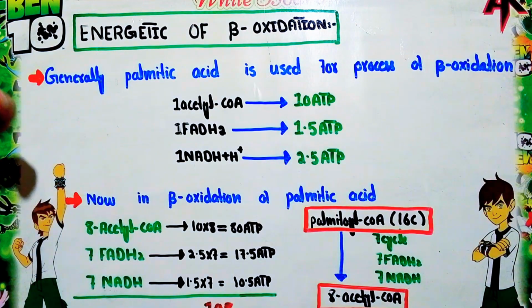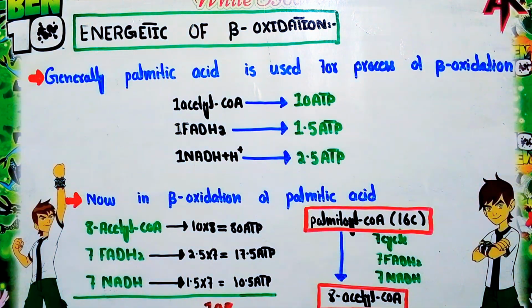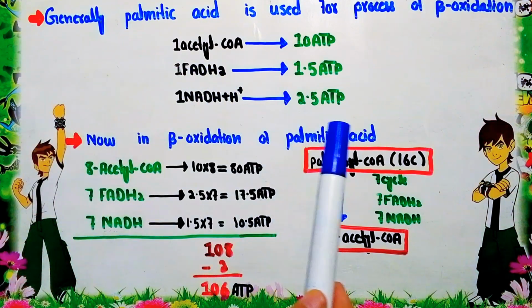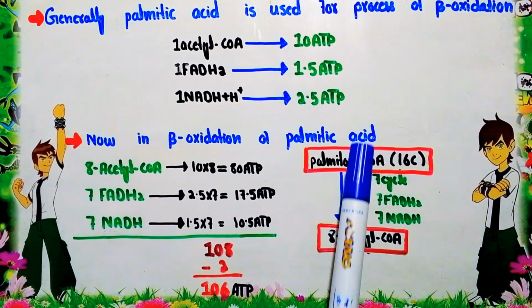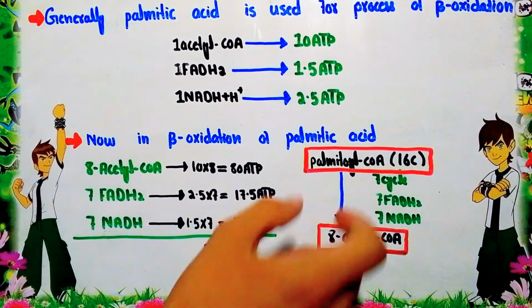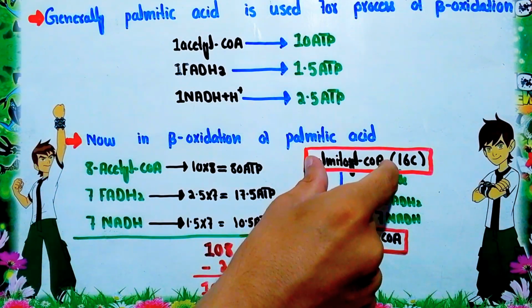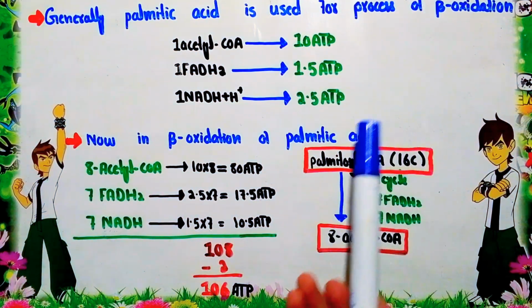Here the beta oxidation of fatty acid is described for palmitic acid. If we look at the structure of palmitic acid, it possesses 16 carbons, so it is a 16 carbon compound. When beta oxidation of this compound occurs, it is actually the activated palmitic acid, palmitoyl coenzyme A, which will finally give 8 molecules of acetyl coenzyme A. Here 7 cycles of the beta oxidation occur.